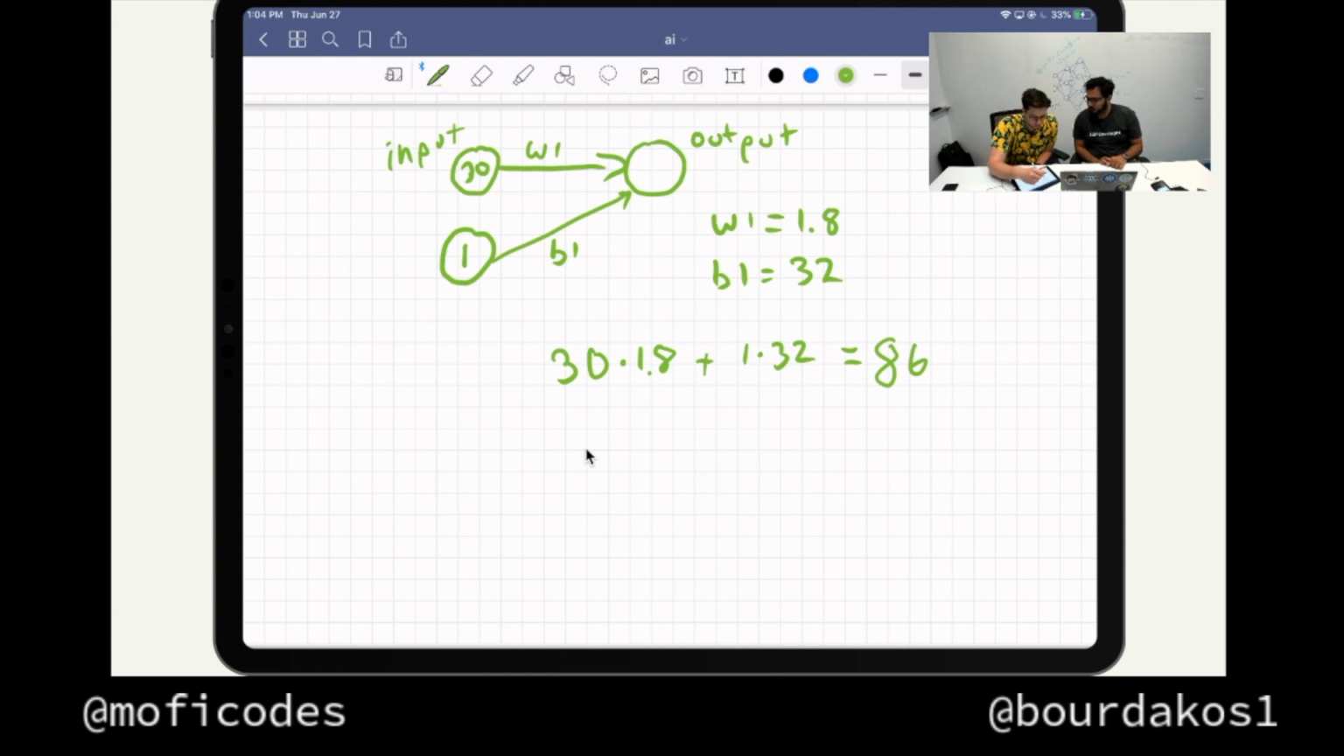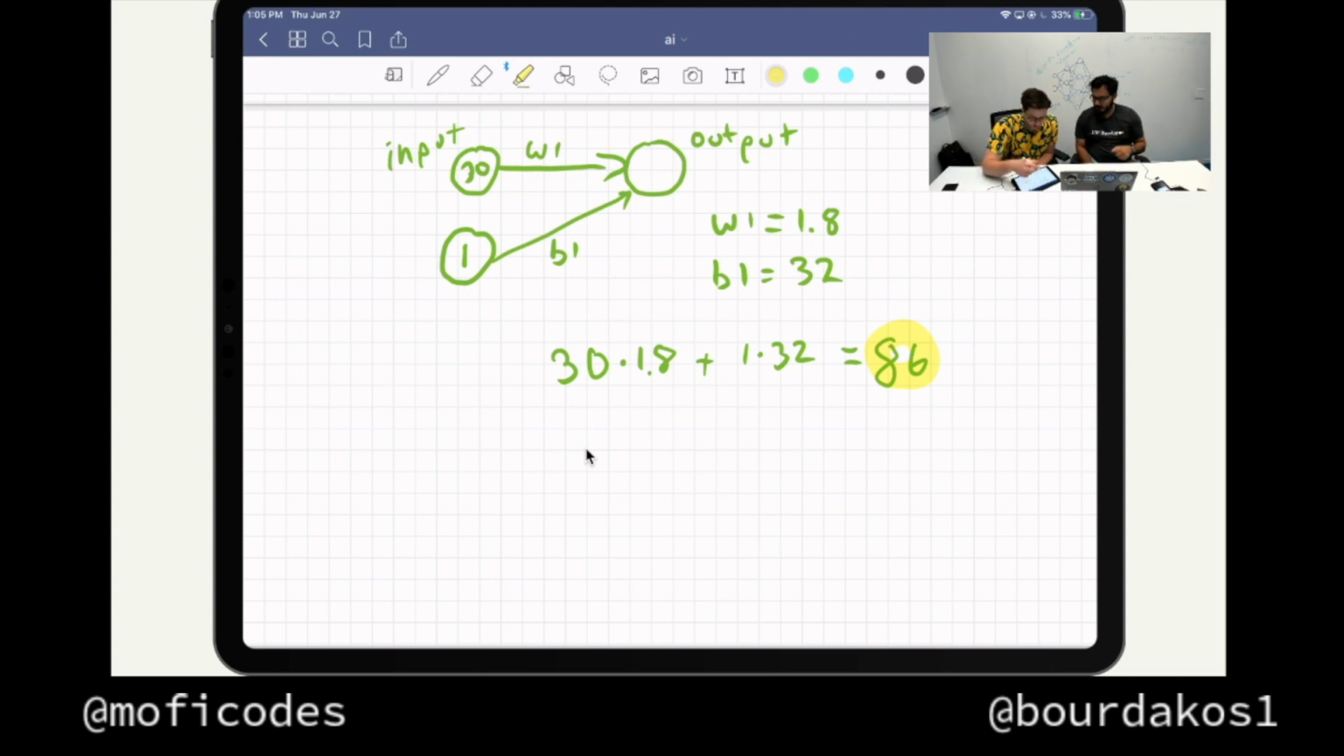So this right here is our expected value. We're expected to get 86. When we train our neural network, we have this expected value for this input. This is when we're doing supervised learning. With supervised learning, we have a set of inputs and an expected output. So 30 is our input, and 86 is our expected output.